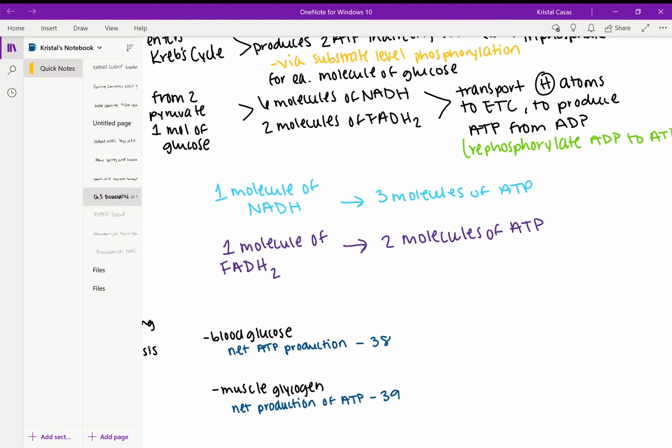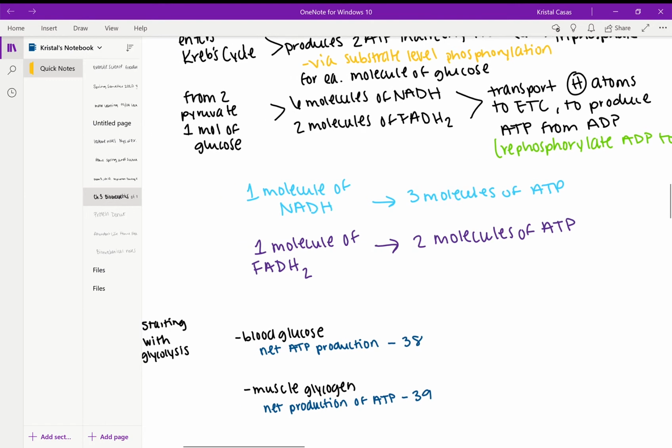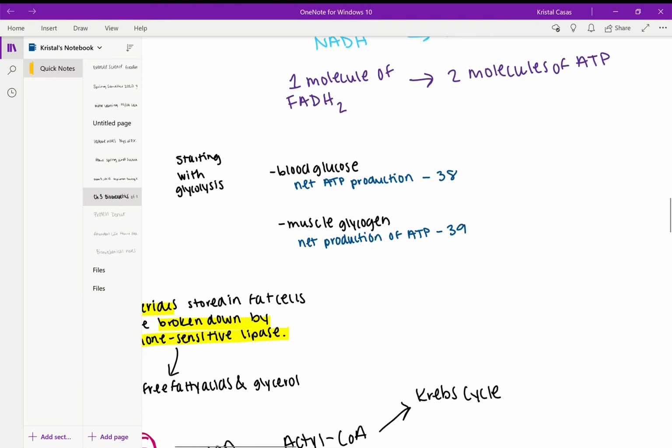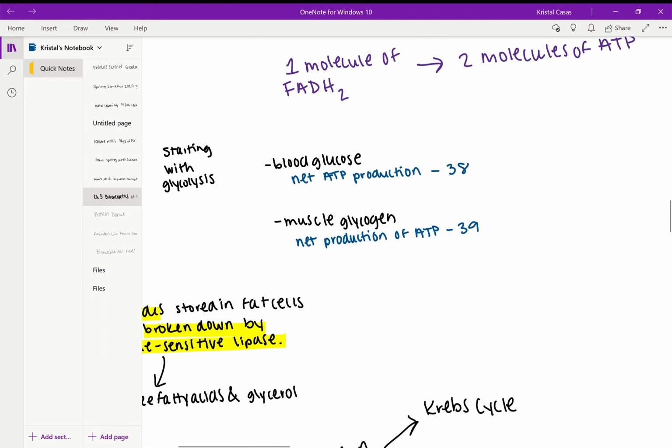For 1 molecule of NADH, there are 3 molecules of ATP produced. And for 1 molecule of FADH2, we get 2 molecules of ATP. The net ATP production for blood glucose is 38, and the muscle glycogen net production of ATP is 39.